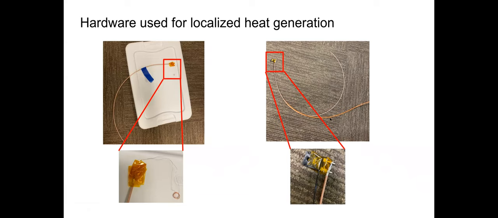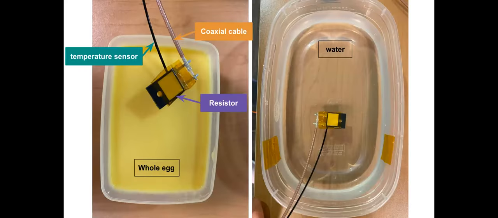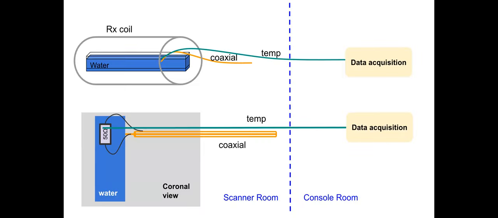So this orange line here is the Osensa fiber optic temperature sensor, and this is the coax cable. This is just a repetition of the setup that Rebecca described. We use a non-magnetic coax cable and solder a 50 ohm resistor between the two layers, and then use an optical fiber sensor to measure temperature at the 50 ohm resistor. We tried two different types of phantom for this setup: whole egg as well as water, and we will show results for both in the next few slides.